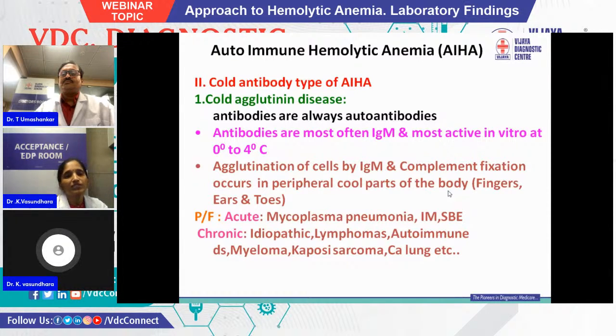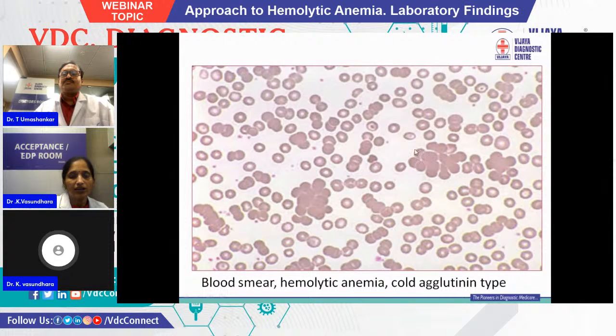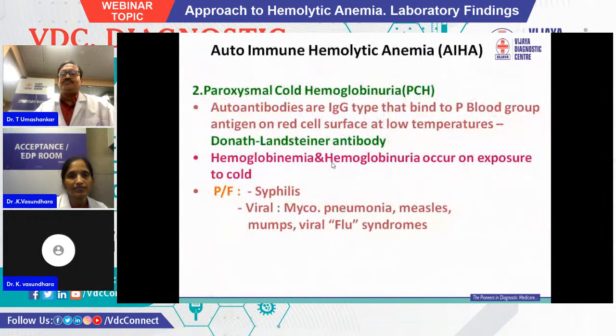So, the predisposing factors for this cold IHA in acute cases include mycoplasma pneumonia, infectious mononucleosis, and SBE, that is subacute bacterial endocarditis. Whereas chronic, it includes lymphomas, autoimmune diseases, chronic connective tissue disorders, and myeloma. Here you can see an agglutination of the RBCs.